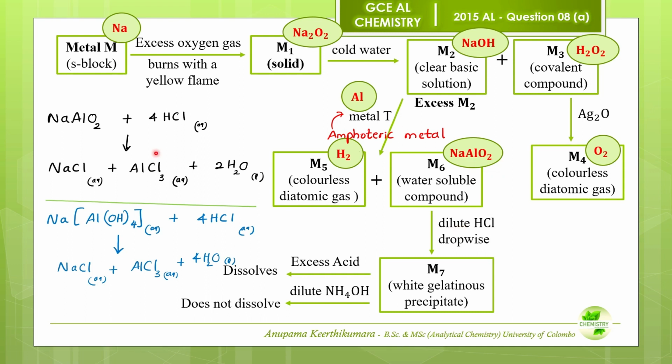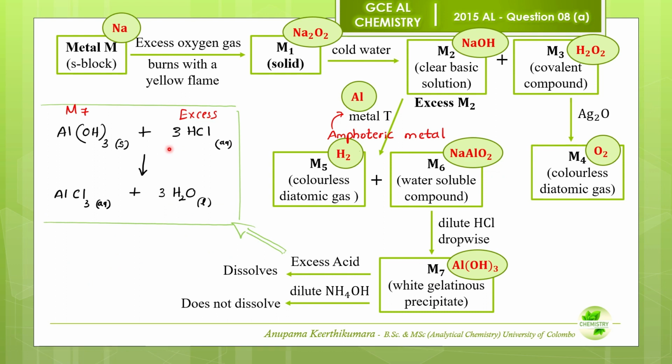Now you can see with dilute HCl, the sodium aluminate converts to the soluble aluminium 3 plus ions. Therefore, with the addition of dilute HCl, aluminium forms aluminium hydroxide. Therefore, M7 is aluminium hydroxide. When excess dilute acid is added to aluminium hydroxide, they react together and produce the respective aqueous salt and water. Therefore, we can say aluminium hydroxide dissolves in excess acid.